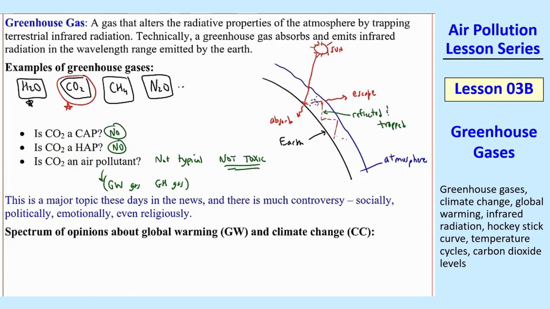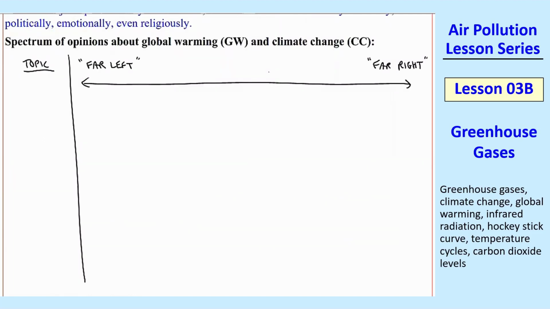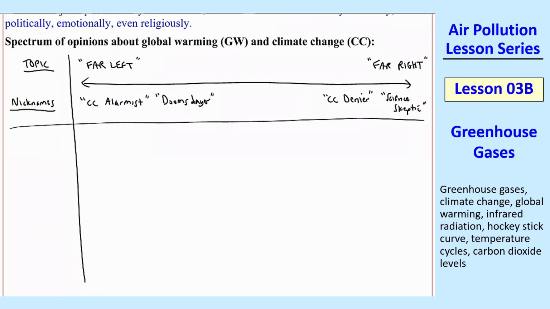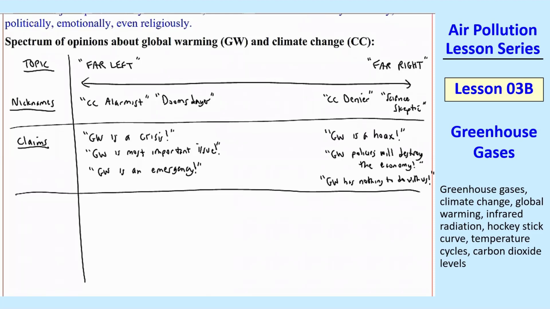Here's a scale or a spectrum from what I'm calling the far left all the way to the far right, and then I'll talk about some various topics within that. First, some nicknames or kind of derogatory terms. People on the far left would be called climate change alarmists or doomsdayers. People on the far right would be called climate change deniers or science skeptics, and we can do some other topics here.